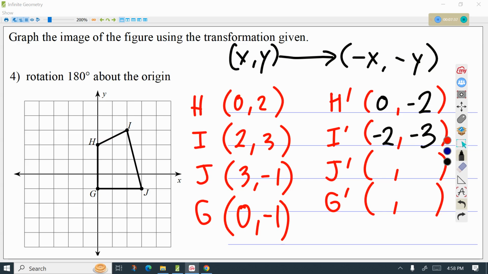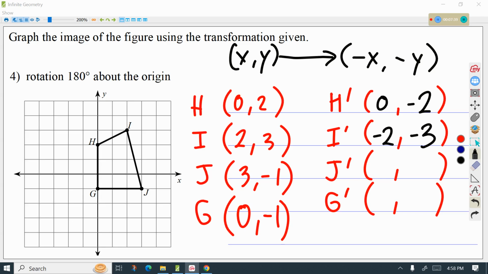You might want to check your understanding right now. This would be a good moment for you to think about what I'm going to write next. Go ahead, think about it. What's going to be the coordinates of J? We'll change the positive 3 into a negative 3, and we'll change the negative 1 into a positive 1. For G, 0, we don't have to write negative 0, it's just 0. Negative 1, right? We change the negative 1 into a positive 1.